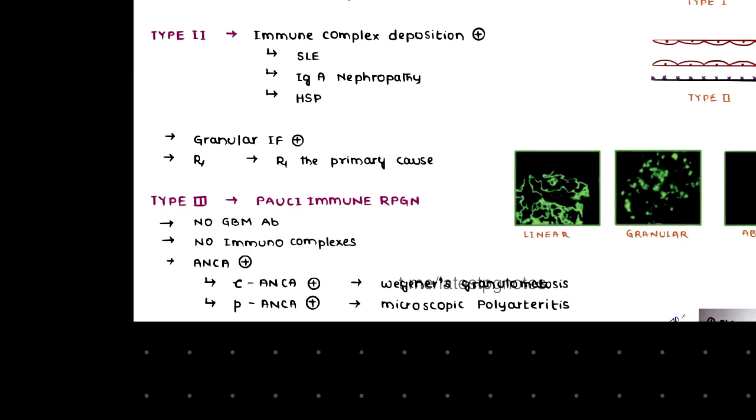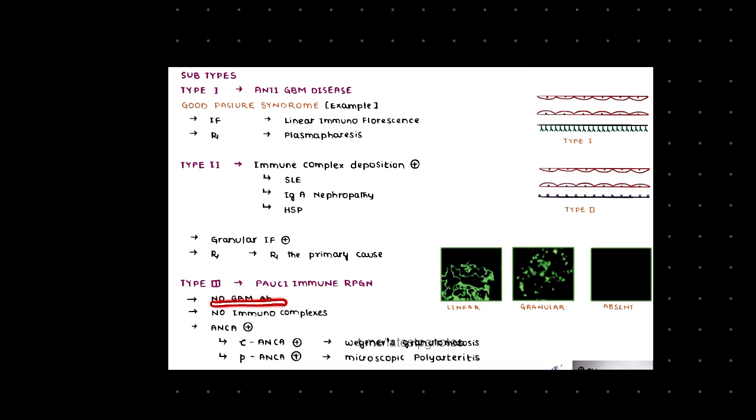Now talking about type 3, it is Pauci immune rapidly proliferating glomerulonephritis. What is this Pauci? Pauci means few or none. That means here there will be no glomerular basement membrane antibody, so there is no antibody here. That means there will be no immune complex also. We talked about glomerular basement membrane antibody in type 1, and about immune complex in type 2, but here nothing is being found.